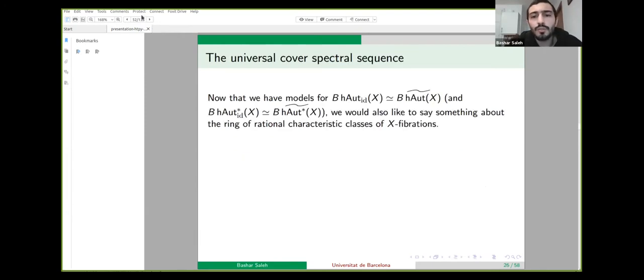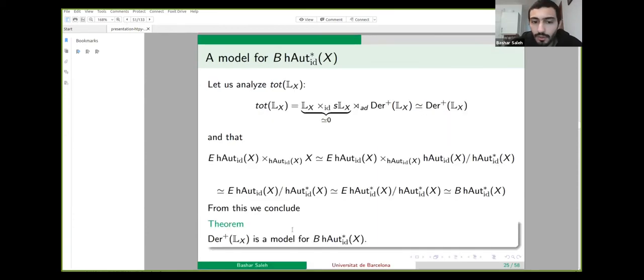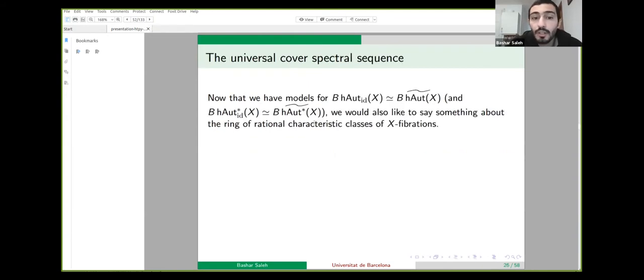Well, so now we have models for these things, and for the classifying space of the homotopy automorphisms of X, the identity component. But we would like to extend it. We would like to compute the cohomology of the classifying space of all homotopy automorphisms, not only those homotopic to the identity.